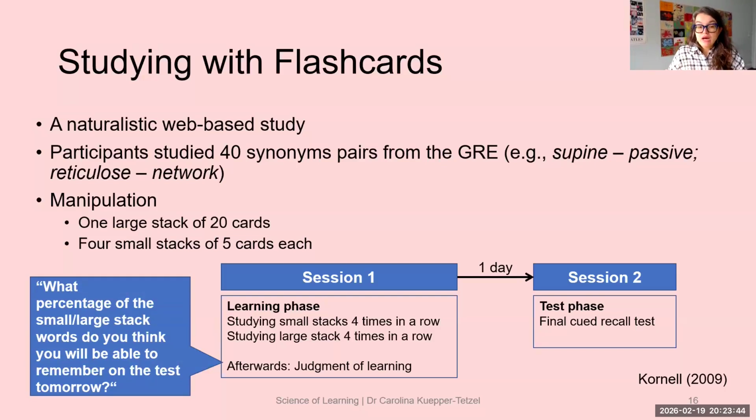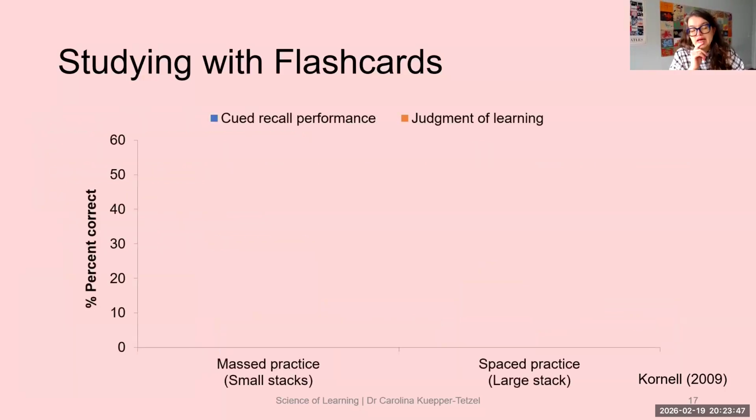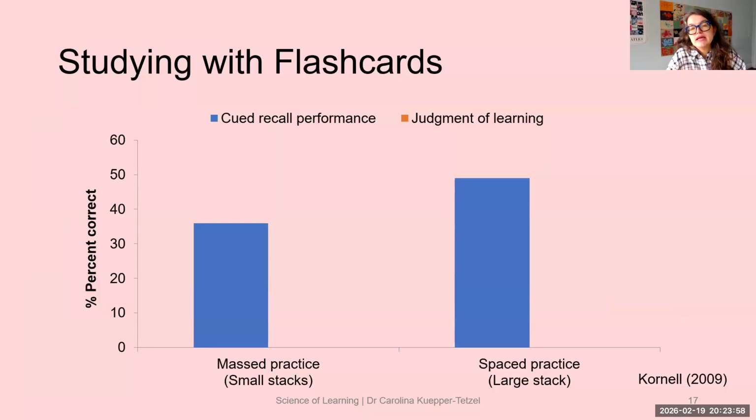Okay. Now, what I'm going to show you is the results of the test, the test a day later. And what we can see is that students perform better on the words that were presented in the large stack compared to the small stacks. And I'm already giving away the answer there. Small stacks I labeled as math practice and large stack as space practice. And why is that the case?